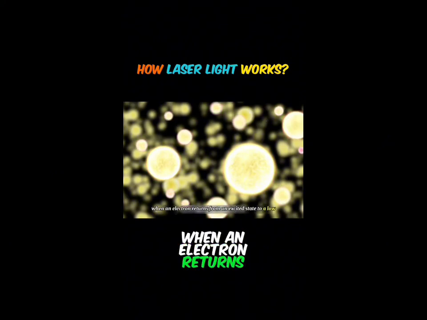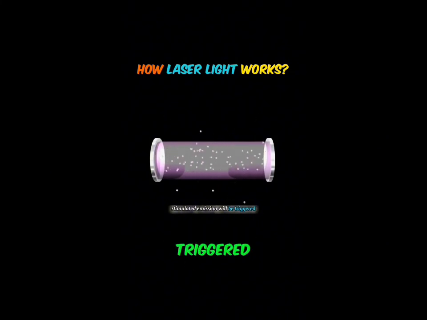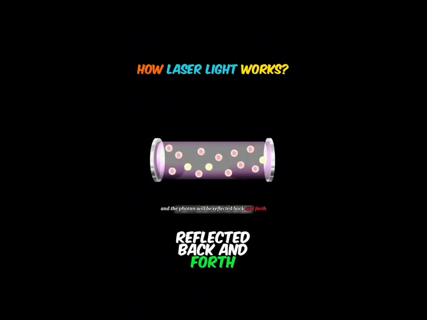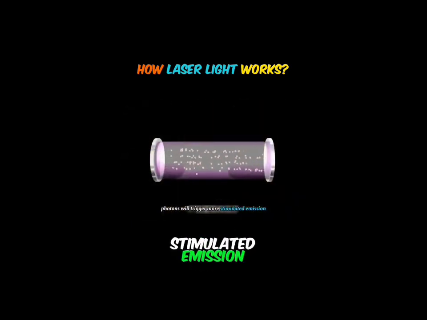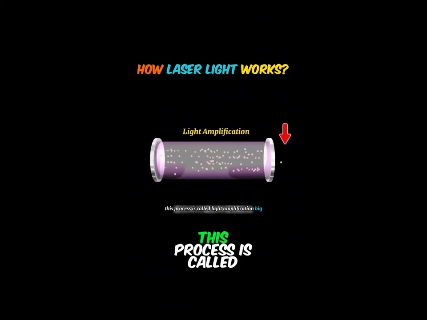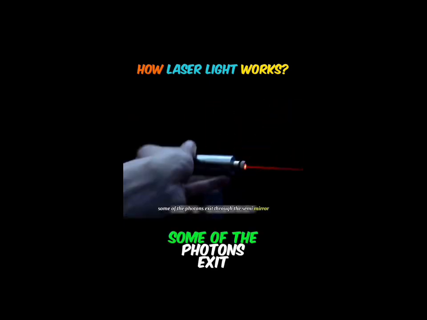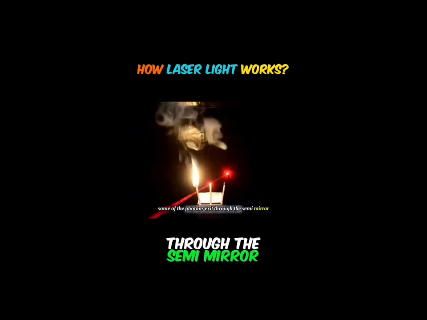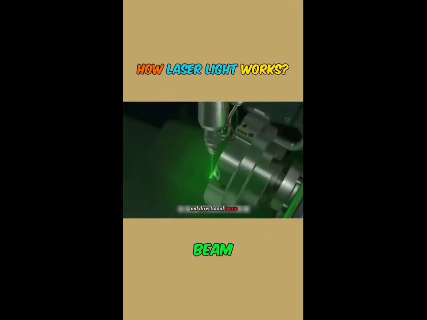When an electron returns from an excited state to a low-energy state, once the initial photon is emitted, if there are atoms in other excited states, stimulated emission will be triggered, and the photon will be reflected back and forth in the optical cavity. These reflected photons will trigger more stimulated emission, forming a chain reaction of photons, generating more photons. This process is called light amplification. Some of the photons exit through the semi-mirror, creating a highly focused, coherent, monochromatic, and directional beam.